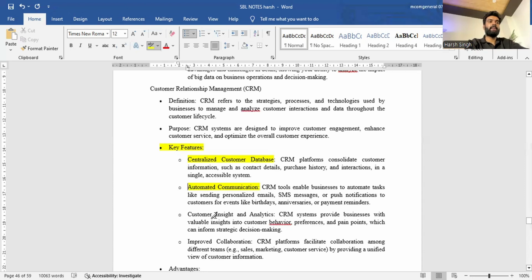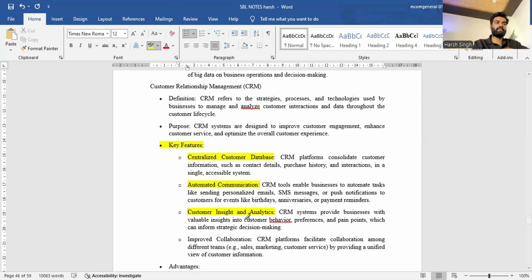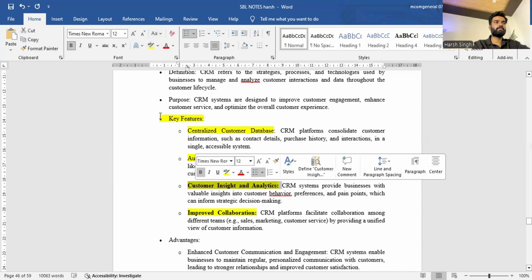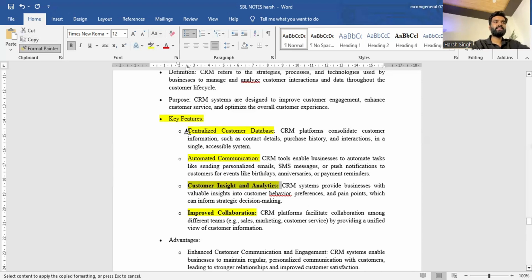Customer insights and analytics. With the help of customer relationship management, CRM provides businesses with valuable insights that help companies understand consumer behavior, preferences, and pain points, and come up with correct decision making in the future. It also improves collaboration. I hope this part is clear now. So what are the key features? Centralized customer database, automated communication, customer insights, and analytics.